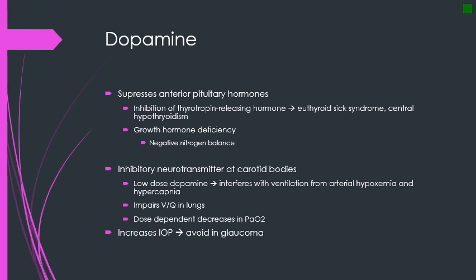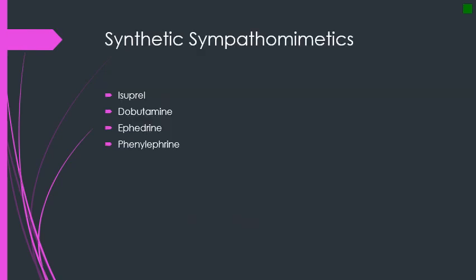And any of the sympathomimetics are going to increase intraocular pressure, so make sure that you avoid dopamine in the glaucoma patient. So those were the natural sympathomimetics. Now we're going to move on to the synthetic sympathomimetics, your isoprel, your dobutamine, ephedrine, and phenylephrine.